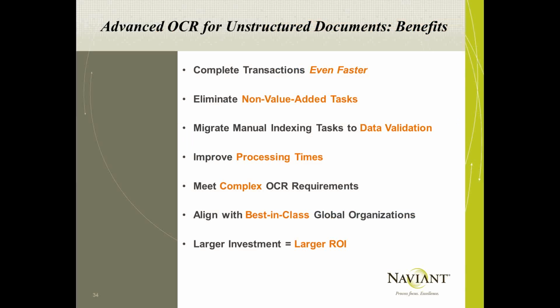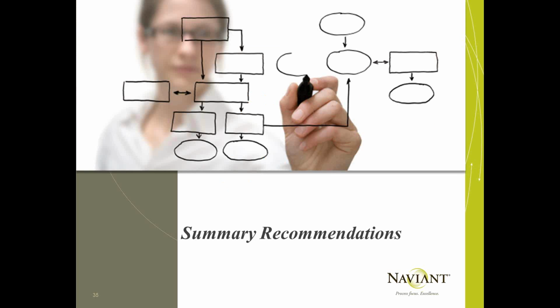So some of the benefits that we see here: we're able to go ahead and complete those transactions even faster. A lot of that non-value added task of manual data entry goes away. Users are now moving away from manual indexing more into a data validation perspective. They're looking at those exceptions to the rule. Your processing times are improved. Complex OCR requirements are being satisfied, and this is what those best-in-class organizations are doing. They're using this technology. Given these technologies cost more money, you have a larger investment, but you're able to see a much higher return on investment where a lot of those costs are now being removed from that particular process. So to now recap with the summary recommendations, I'm going to turn it back over to Ed.